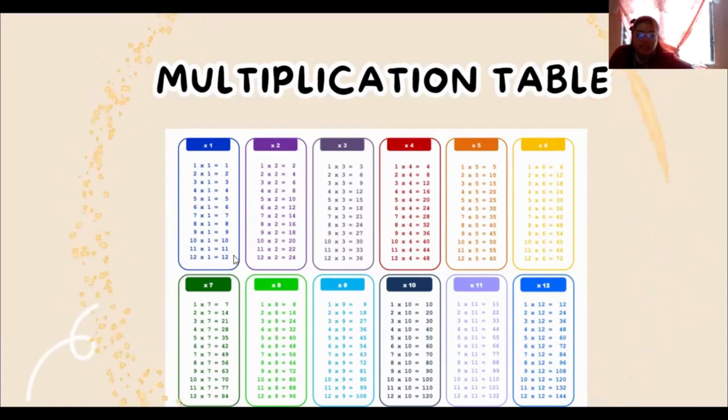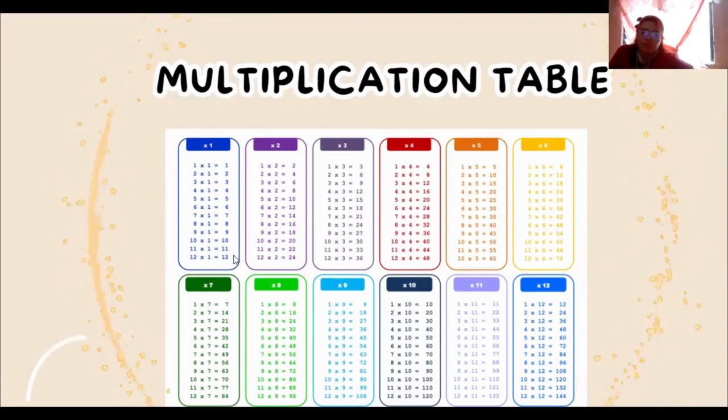And 8 times 12 is 96. 9 times 12 is 108. 10 times 12 is 120. 11 times 12 is 132. And 12 times 12 is 144.